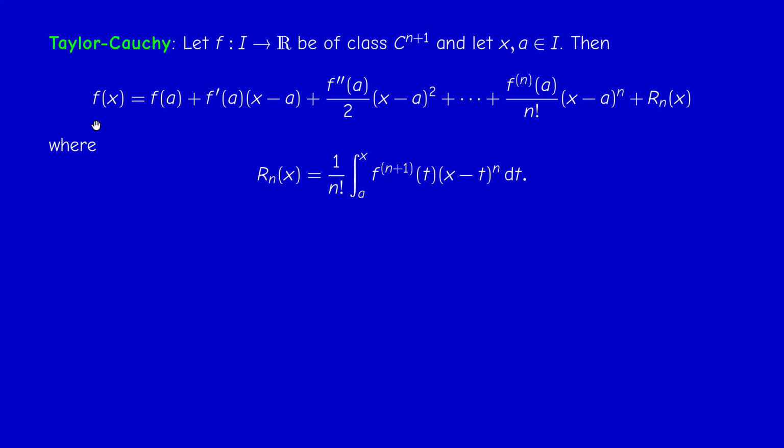Okay? So the remainder is just the difference between. So this is what we call the Taylor polynomial of order n. We can denote it by Tn of x or Pn of x. Okay, so the common thing between all Taylor's formulas is that we can write the function f as a polynomial plus a remainder. Okay, so this is the first form, or Taylor-Cauchy.